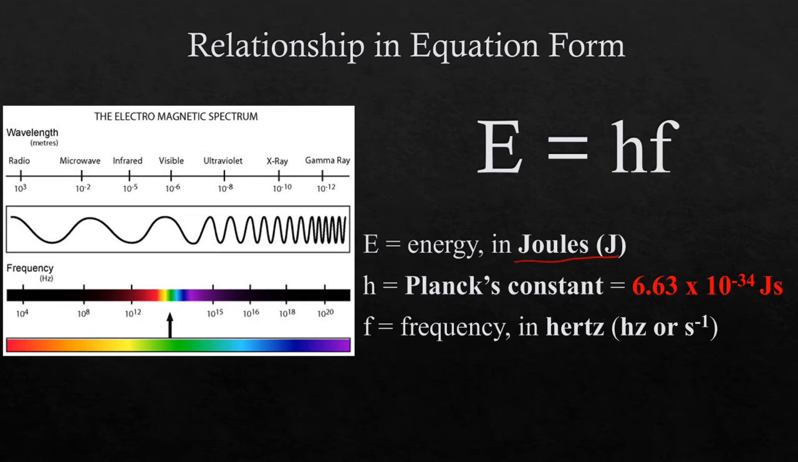H is another constant. It's Planck's constant. And that number is 6.63 times 10 to the negative 34 joules times seconds. And finally, we have frequency, which is F, and that again is in hertz or inverse seconds.